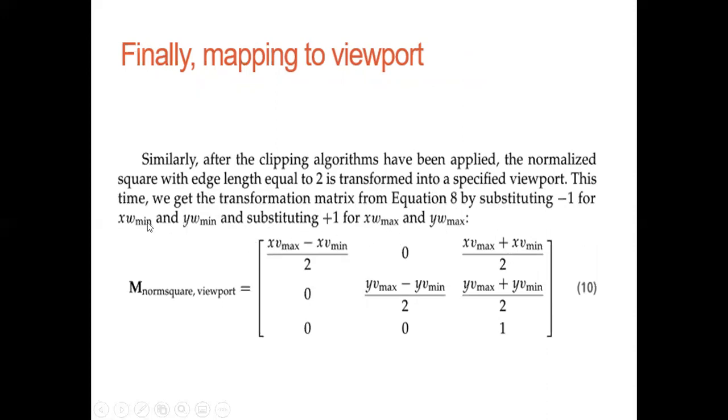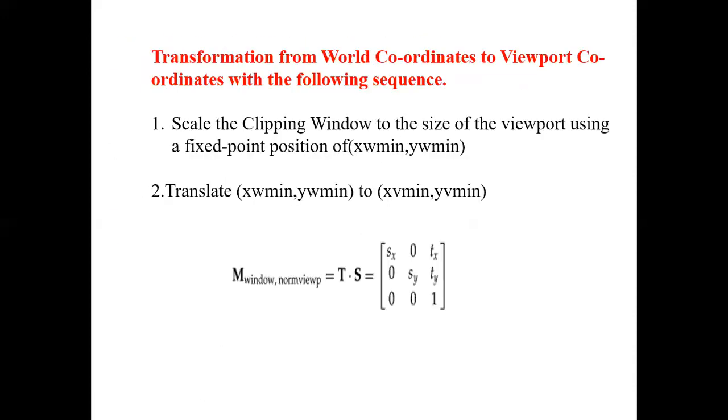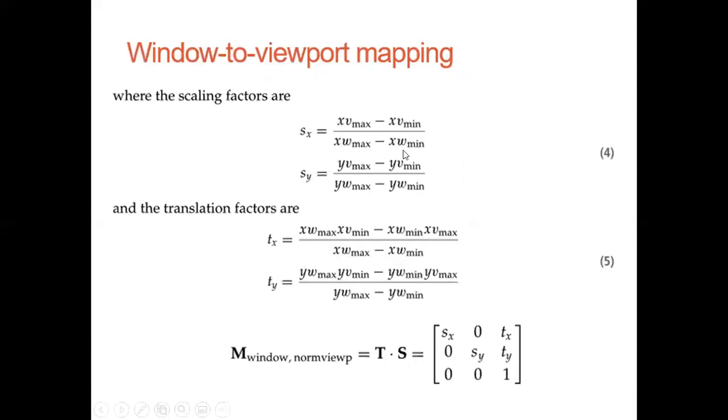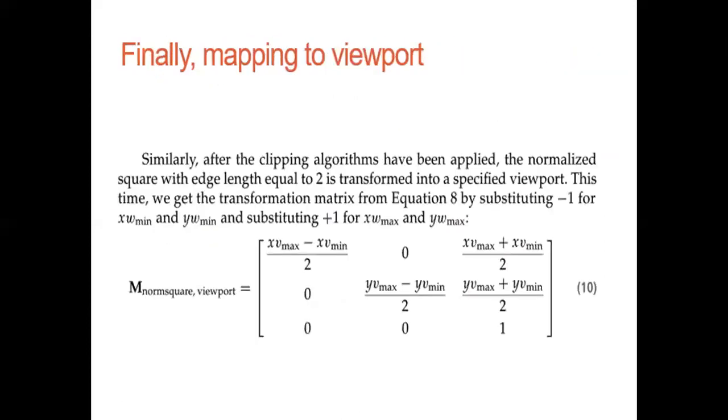So let us see here, xw min and yw min I have to put as minus 1. I go back to my scaling factors, and xw min and yw min I substitute as minus 1, xw max and yw max as plus 1. The upper value will not change, it will be xv max minus xv min. Here it will be 1 minus of minus 1, which is 2. So scaling factor sx is xv max minus xv min divided by 1 plus 1, which is 2. So you can see xv max minus xv min divided by 2.